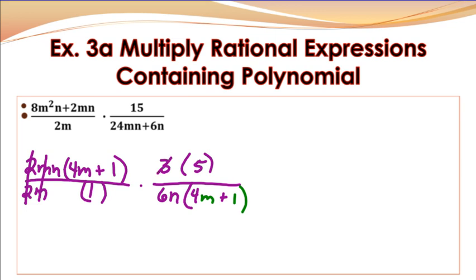I can divide a 3 here. That gives me 1. Divide a 3 here, and that gives me 2. I have an n over here and an n over here, so they divide out. I have a 4m plus 1 here and a 4m plus 1 here. They divide out. And all I'm left with is 5 divided by 2. And this would be our answer, 5/2.